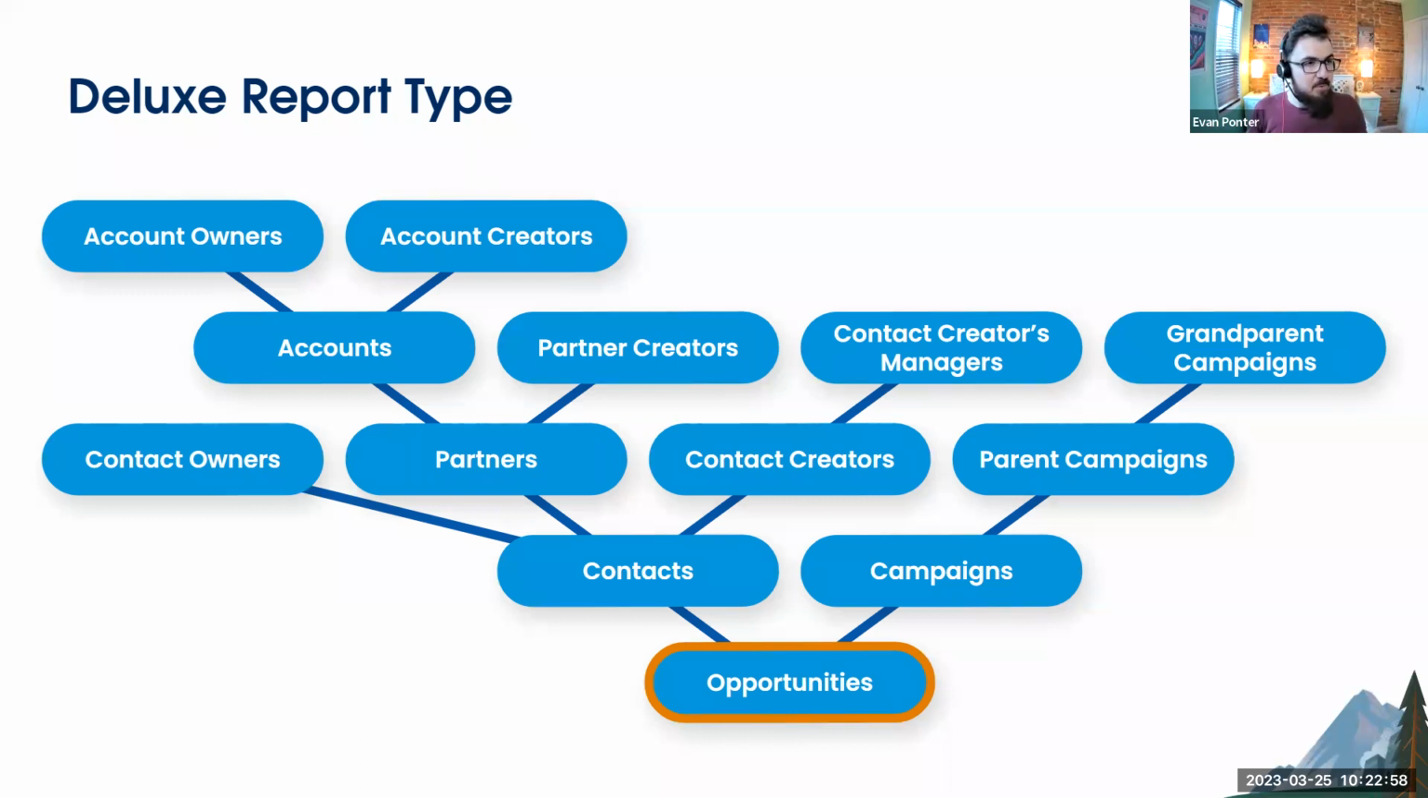I see a question from Ruby. I will address the have or have not relationship in a little bit here. So I'll get to that. So let's go ahead and create a deluxe report type here live together to solve for a bunch of different scenarios.